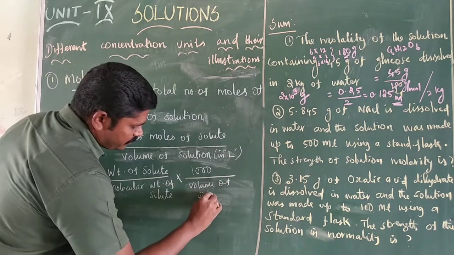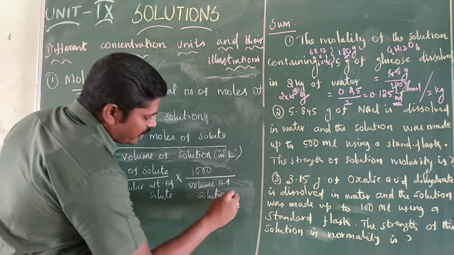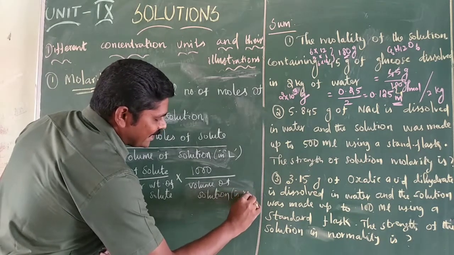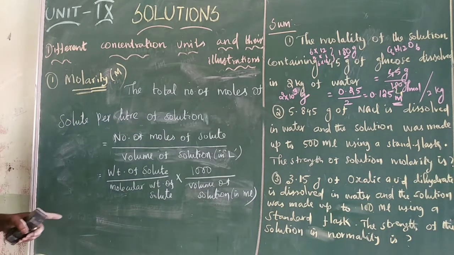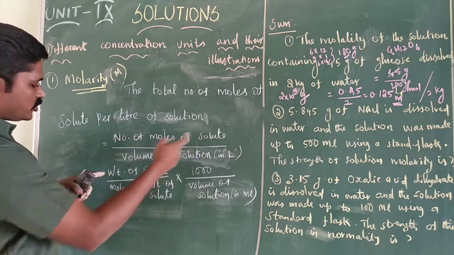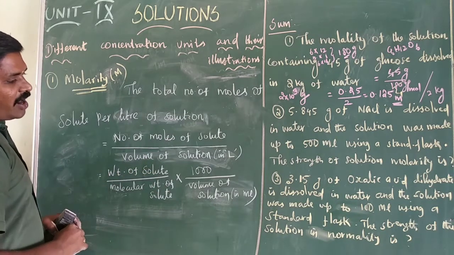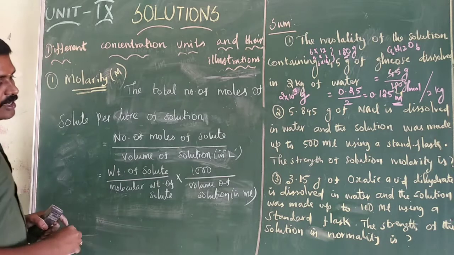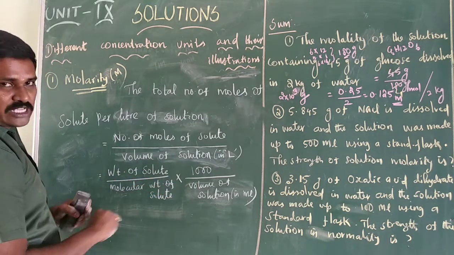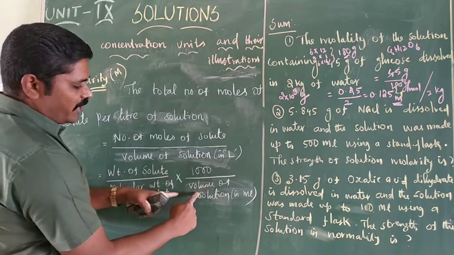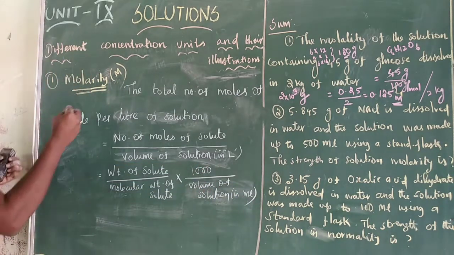Volume of solution in milliliter. So weight of solute divided by molecular weight of solute gives the number of moles of solute. The volume of solution should be in liter, but it is in milliliter, so volume of solution divided by 1000 is milliliter. So 1000 divided by volume of solution in milliliter.